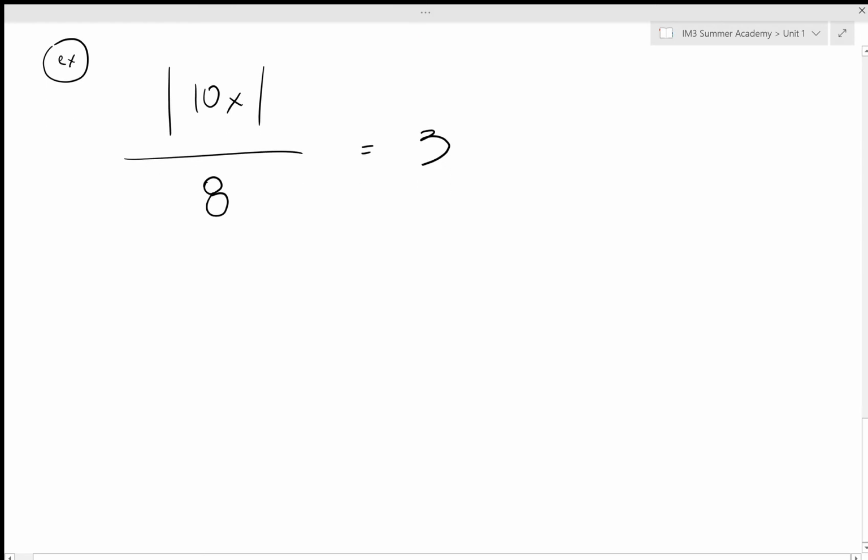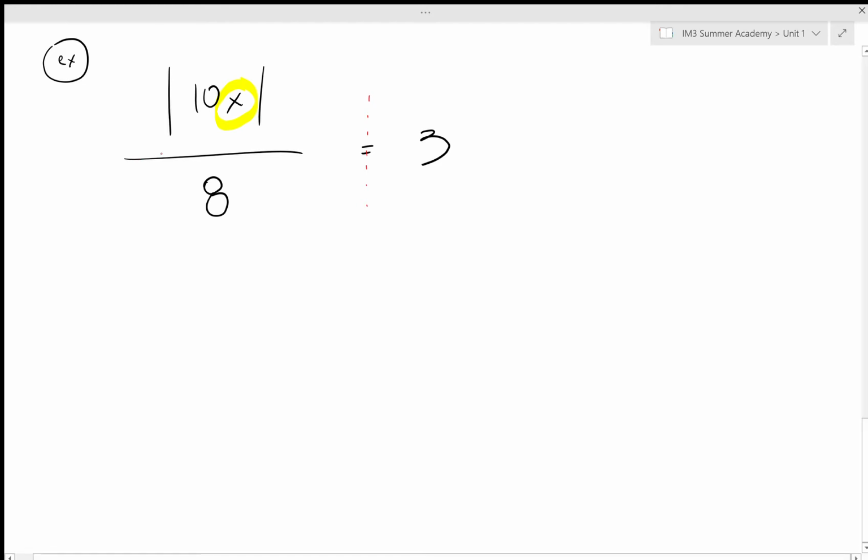Let's try another. Let's say the absolute value of 10x over 8 equals 3. Solve for x. Again, x is located up here inside absolute values. I can't get to that x yet, so let's look around it, see if there are other numbers we can move. The 10's still inside, so that's not it. Ooh, I need to do something with that 8.